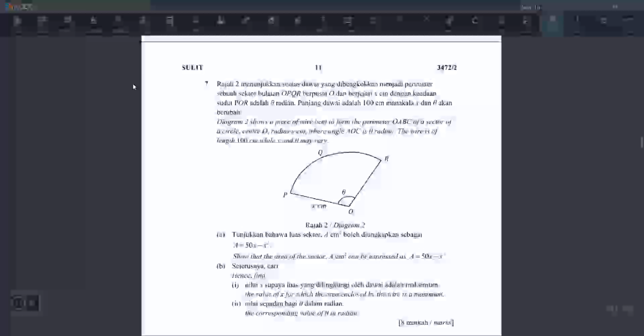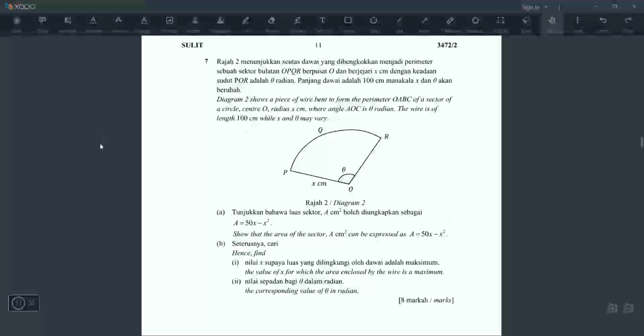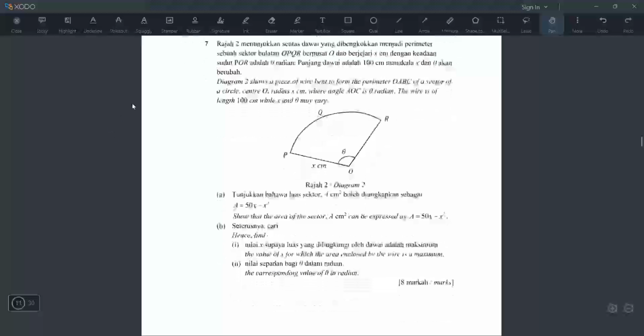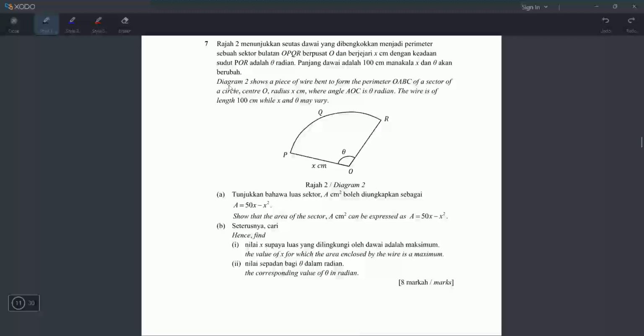Okay, let's go to the last question. This is section A, last question. All right, this is circular measure, I think. Let's read first. Diagram 2 shows a piece of wire bent to form the perimeter OABC. Oh, I think this one is OPQR, right? I think it's OPQR. So OPQR of a sector of circle with radius x cm.